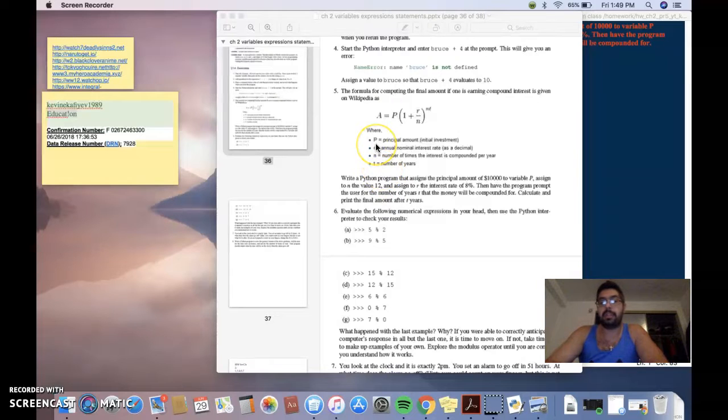And then also in that problem, we're given the formula a equals p times 1 plus r divided by n to the power of nt. And then p is the principal, r is the annual nominal interest rate as a decimal, n is the number of times the interest is compounded per year, and t is number of years.